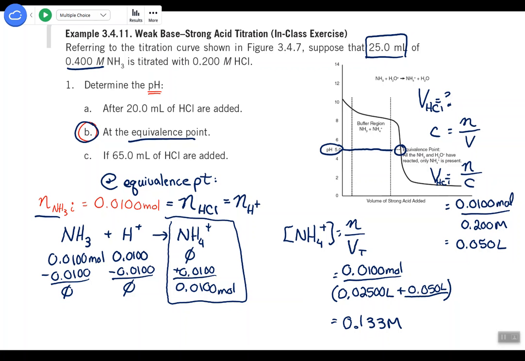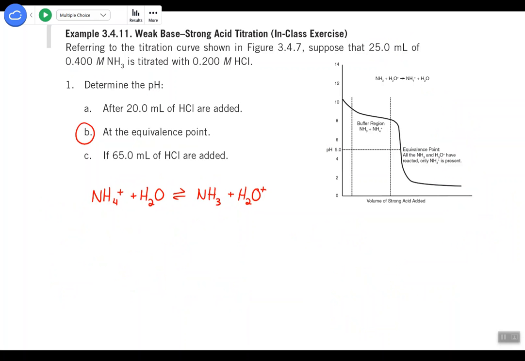And this is now a conjugate acid-salt problem. It's not a buffer. I don't have weak base. I don't want to start with the parent weak base on the left because I don't have any of it. So I need to set up an equilibrium with my conjugate acid on the left. My conjugate acid, it's an acid. Acids donate a proton. It's going to react with water to produce H3O plus.